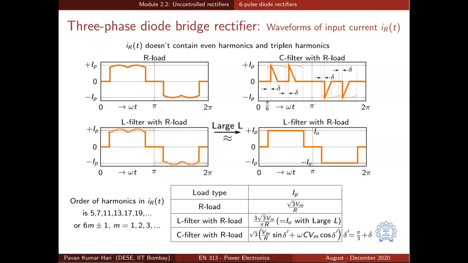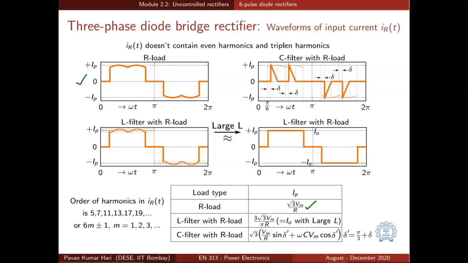Let us try to compare the waveforms of input current drawn with different kinds of loads in the case of a diode bridge rectifier, 3-phase diode bridge rectifier. We have already seen this waveform with R load, and the peak value of the waveform is denoted by I peak, and it is equal to root 3 times Vm divided by R, because root 3 Vm is the peak voltage that is appearing across the output.